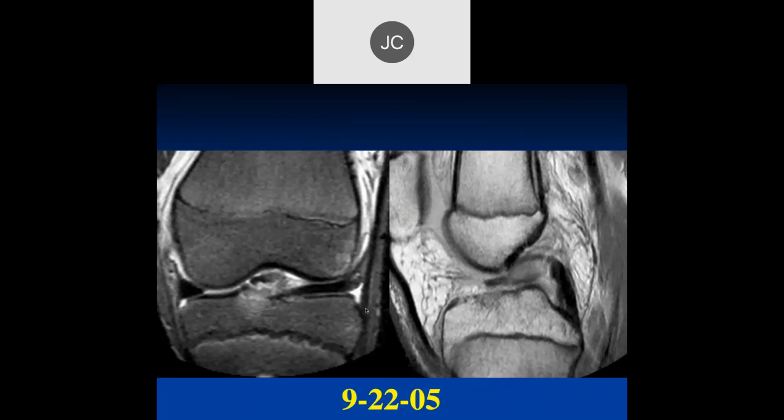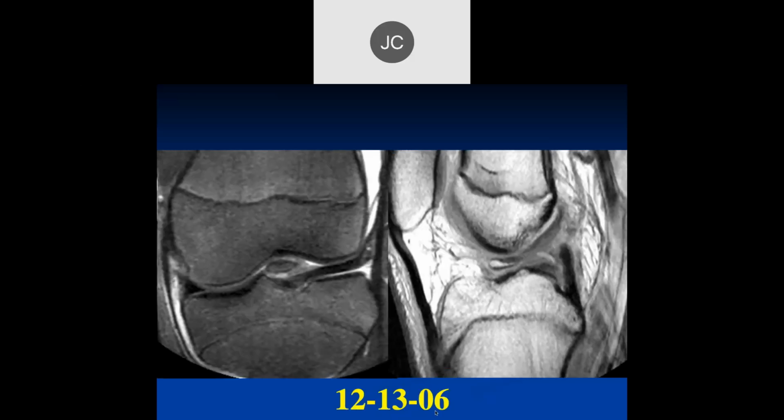It looks like we have an avulsion of the tibial spines. So again, another avulsion, kind of like before. This is on 9/22/05. Now the patient came back on 12/13/06, so a little over a year later. Non-union of that fragment. So this is a non-union.